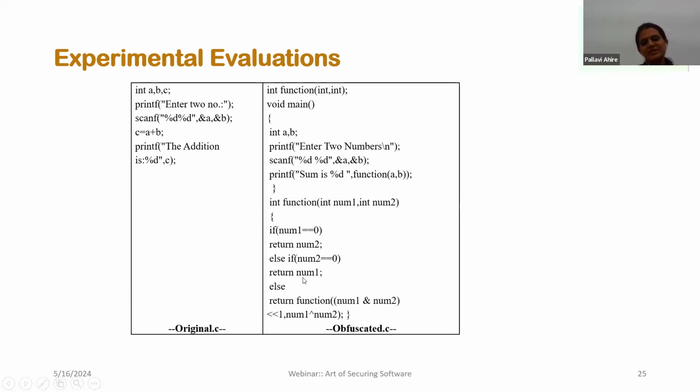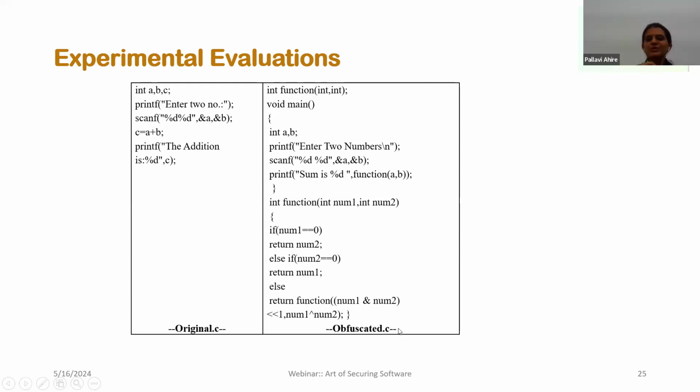And hence I have given this condition as, if number 1 becomes 0, return your second number. Otherwise, if the second number becomes 0 by this procedure, you can return number 1. Else, do this process in the recursive order, calling this function recursively in such a way that ultimately it will give you the addition of two numbers as 8, if the two numbers are 4 and 4.